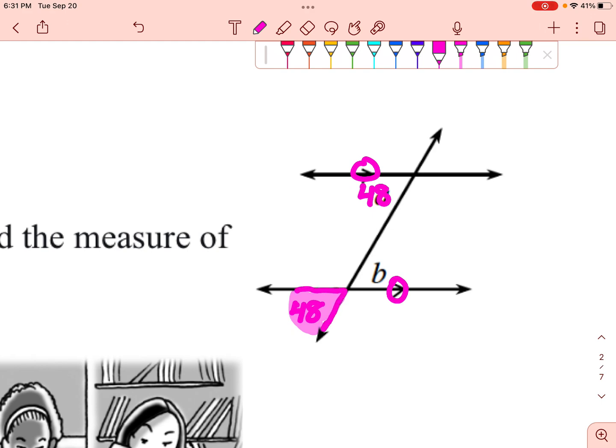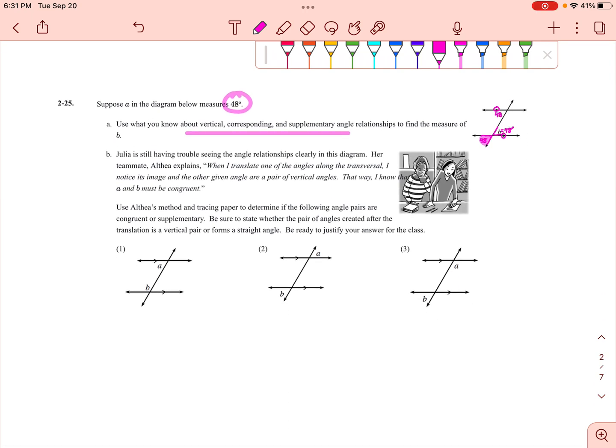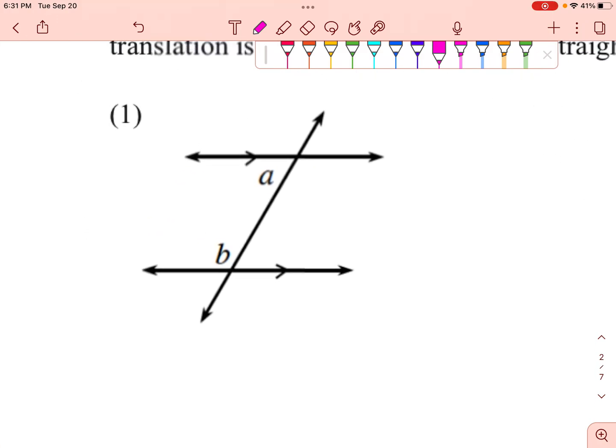Now, because of vertical angles, I also know that B has to be 48 degrees. Okay, so we know that that's clearly 48 degrees. It says, when I translate one of the angles along the transversal, I notice that its image of the other is vertical. That way I know A and B must be congruent or equal. Use her method and tracing paper to figure out if these are congruent or supplementary.